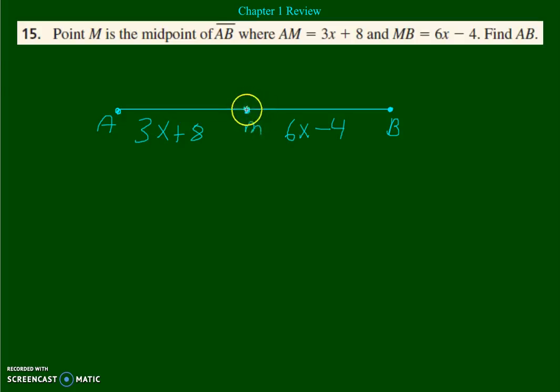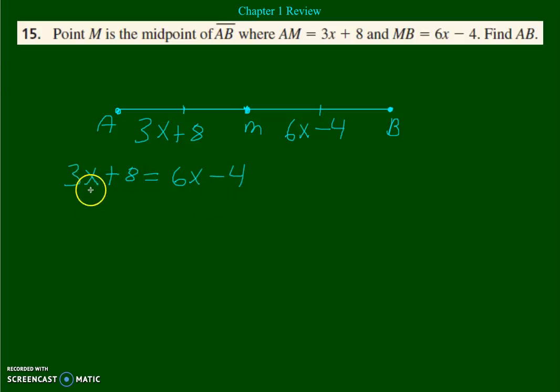Now, the only information we have are these two expressions, and the fact that this is a midpoint. Well, the midpoint cuts a segment into two congruent pieces. So we know this piece is congruent to this piece. So I have an expression, 3x plus 8 equals 6x minus 4. That's all we need to do now, is solve for x.